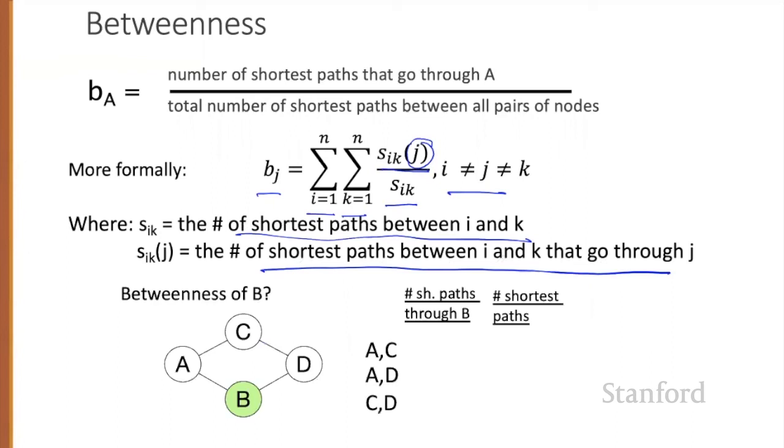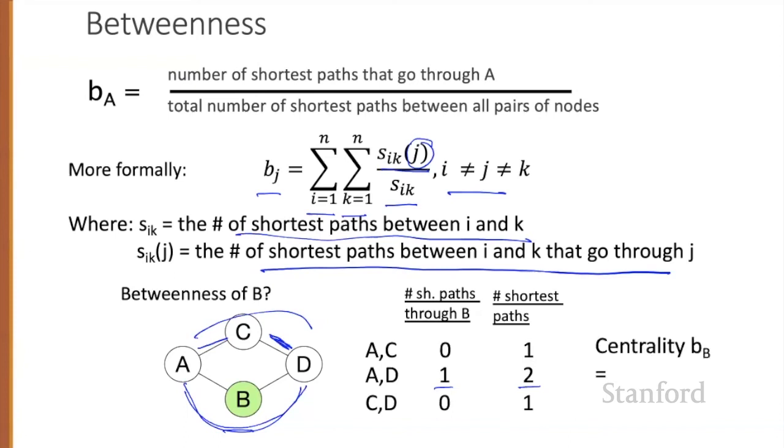Let's walk through the betweenness computation for this node B. For example, take the pair of nodes A and C. The shortest path between A and C is this short path, and it doesn't go through B. Of the one shortest path, 0 go through B. There are 2 shortest paths between A and D, both of length 2, and one of the 2, this one, goes through node B. So of the 2 shortest paths, one goes through node B. And of the one shortest path between nodes C and D, that one does not go through B. So in sum, we have 4 shortest paths between all pairs of nodes that aren't B, and one of them goes through B. So that's a centrality of 1/4 or 0.25.